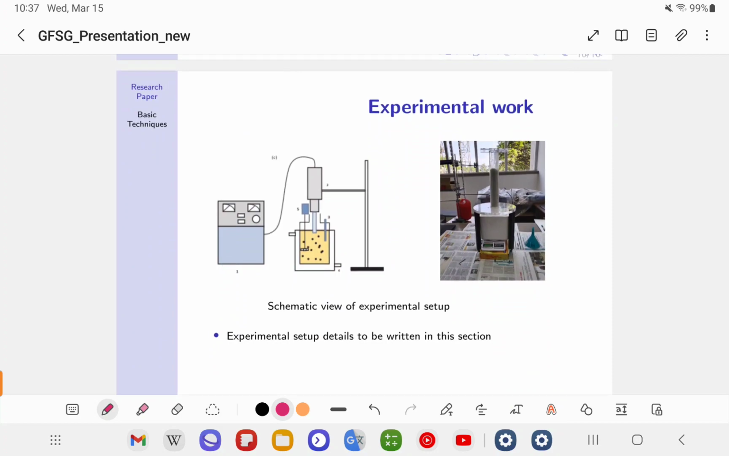Experimental work, I have shown this. This is, as I mentioned, your actual work.